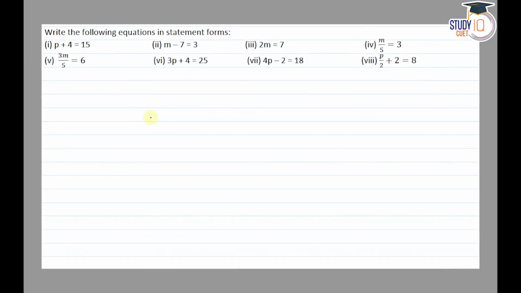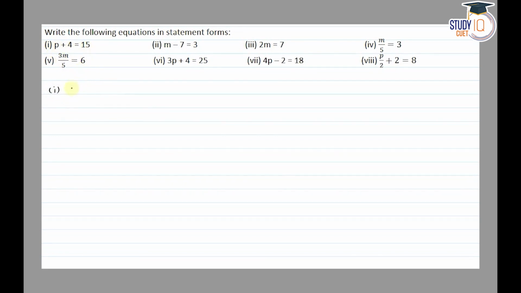Hello everyone. This question appears in class 7th NCERT chapter of simple equation. This is fifth question of its exercise 4.1. So the question says that write the following equations in statement forms. So हमें equations को statement form में represent करना है, लिखना है. So first है हमारे पास p plus 4 is equal to 15.